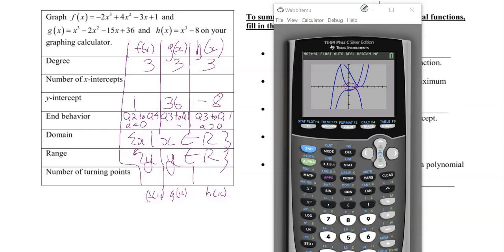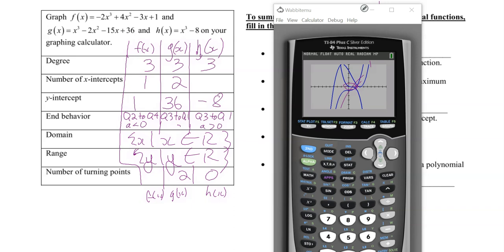So that's f of x. g of x is this guy. How many x-intercepts does that have? One, two. So g of x has two. h of x is this one, and it has one x-intercept. Number of turning points. This guy here, which was g of x, has two turning points, one here, two. h of x is this one here, and it has zero turning points. It's never really turning around. It's always just going up. It just sort of flattens out a bit and heads up. So h of x has zero turning points.